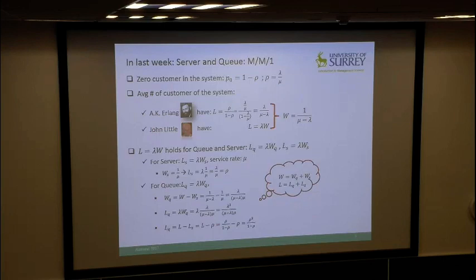Okay, so last week we only considered one server, and this is the system we call M/M/1. The last one means we only have one server. When we talk about the service rate, mu, it comes from only one server. But what if we have more than one server? That's the situation we are going to consider today.